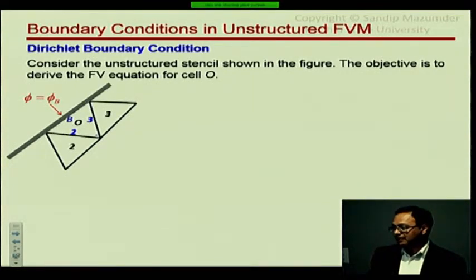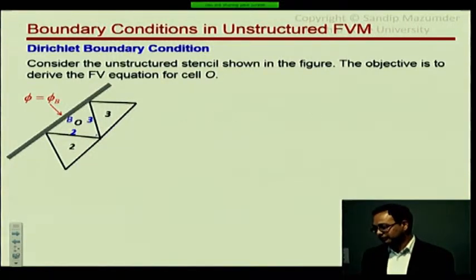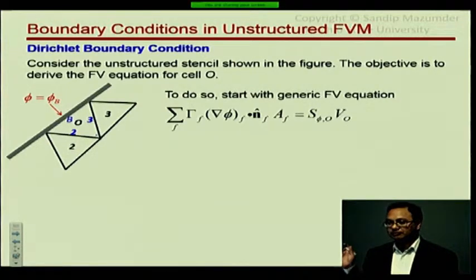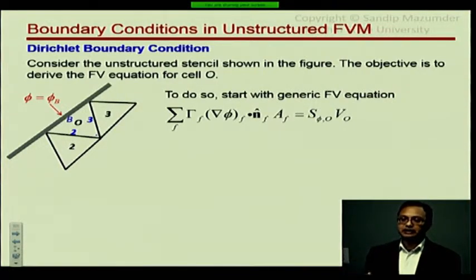Here's a sample. Let's say I have a boundary condition with a prescribed value of phi at the boundary, like you've been doing in your homework problem. Okay? So again, we always start with the basic finite volume equation, the equation we get after integrating the governing equation once. So this is our finite volume equation.